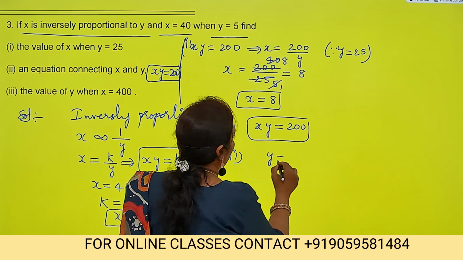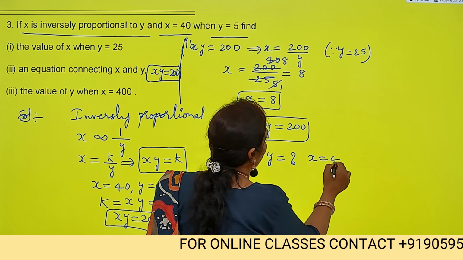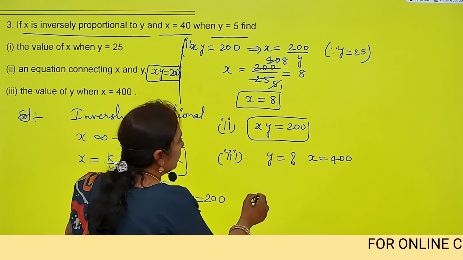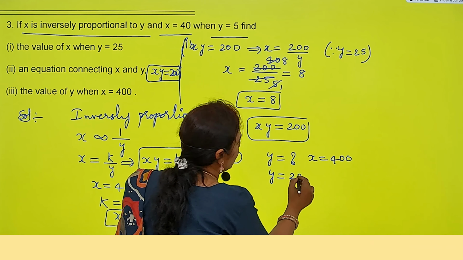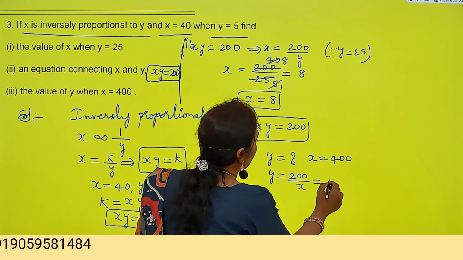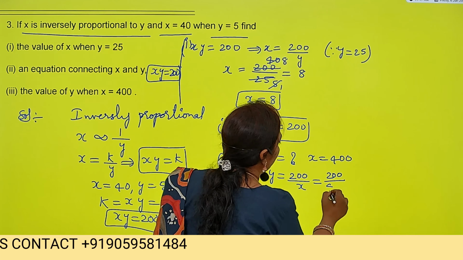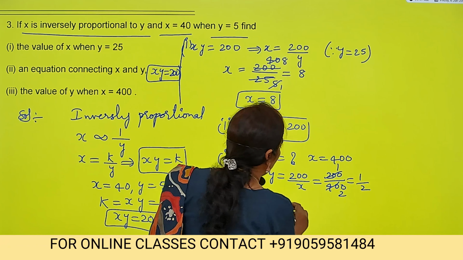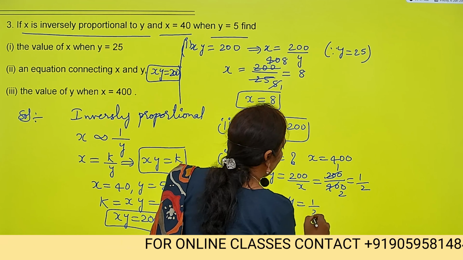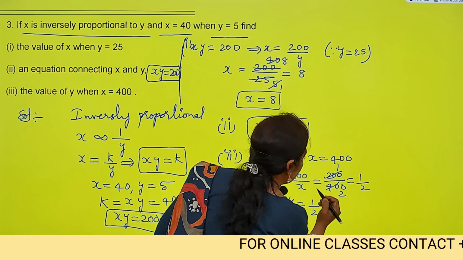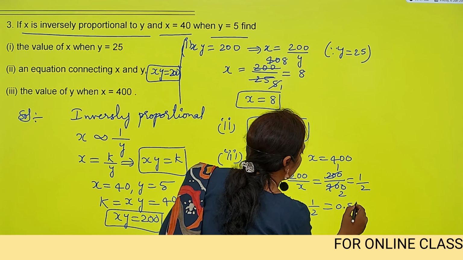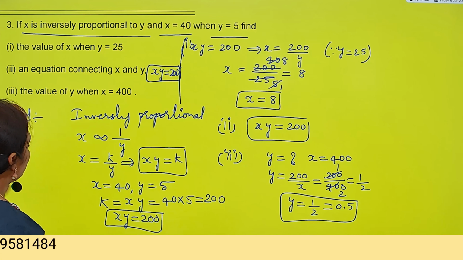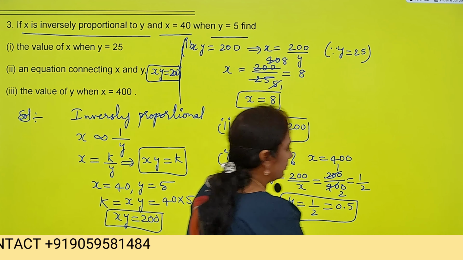Third one: what is the y value when x equals 400? Here substitute in xy equals 200, so y equals 200 over x, that is 200 over 400. 200 ones are 200, 200 twos are 400, so y equals 1 over 2, that is 0.5. This is the answer. Okay. Next question.